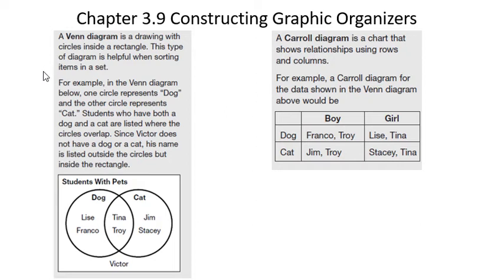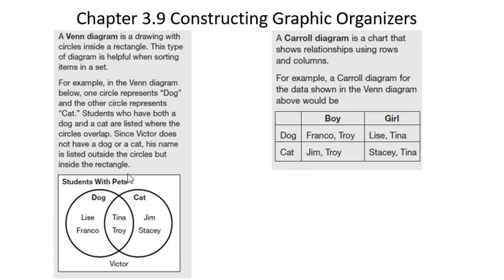For example, in the Venn diagram below, one circle represents dog and the other circle represents cat. Students who have both a dog and a cat are listed where the circles overlap. Since Victor does not have a dog or a cat, his name is listed outside the circles, but inside the rectangle. So let's take a look at the characteristics of this Venn diagram.